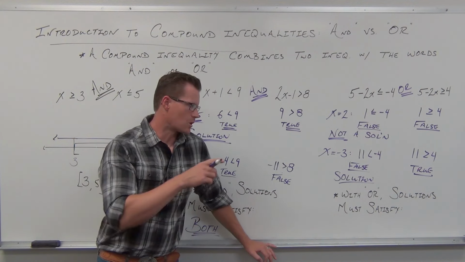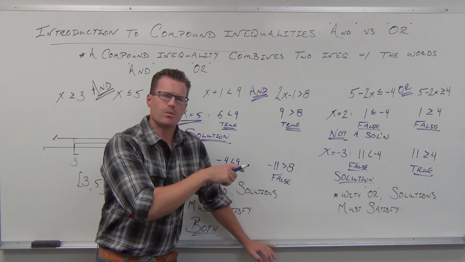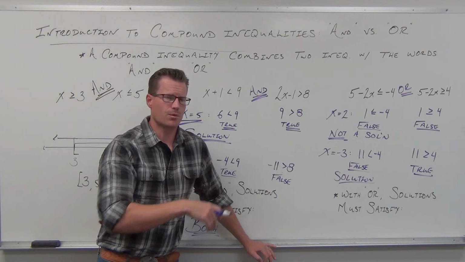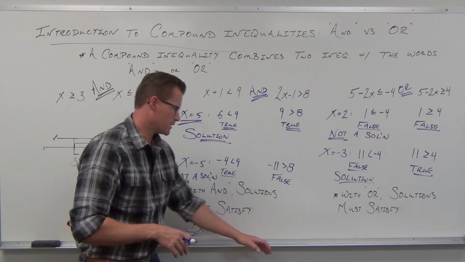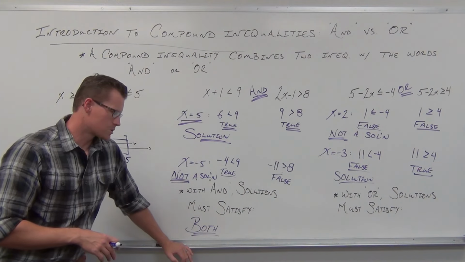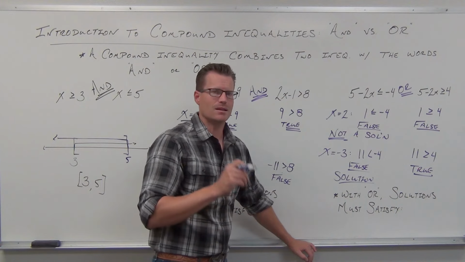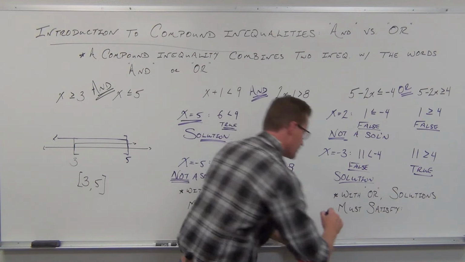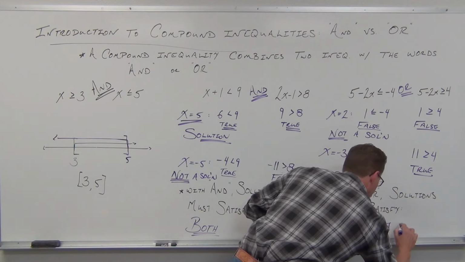We're going to do a few more of these. We'll go ahead and we'll start with and. We'll unpack all about that. And then we'll go on to double inequalities. And after that, we're going to talk about or, compound inequalities with the word or. The big deal here is with and, solutions have to satisfy both inequalities. With or, solutions must satisfy at least one inequality. Could be both, but at least one.